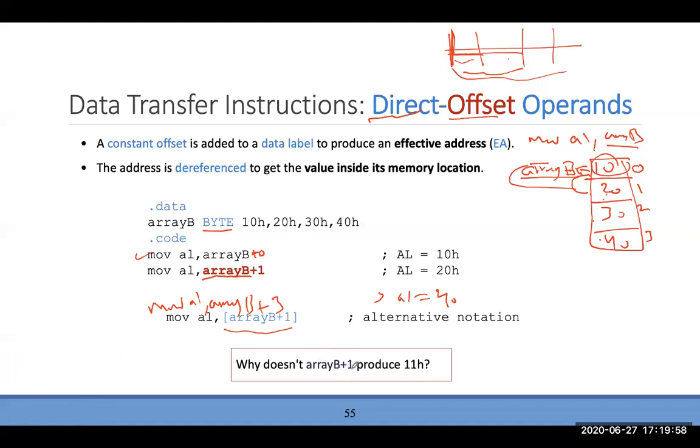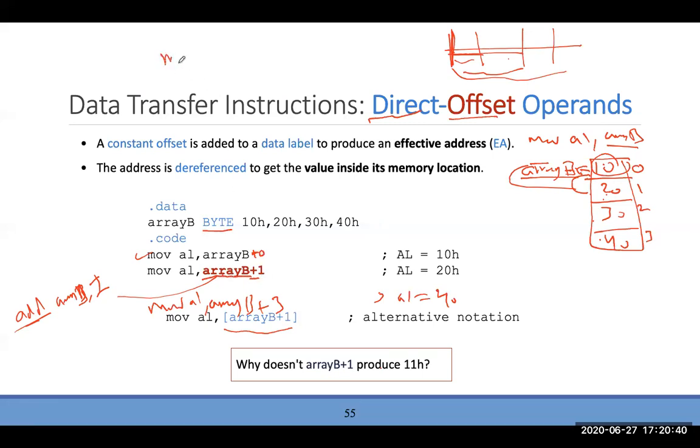Why doesn't array plus 1 actually produce 11? You see what I'm talking about? When we say array byte plus 1, array byte refers to 10, right? When we say add 1 to it, why doesn't it add 1 to it? Isn't this like saying add 1 to array byte? No, it is not. That is different. That's an instruction. This is not an instruction. Remember, this is a directive. And if the directive sees an address, it knows that this is an offsetting. This is known by the assembler.